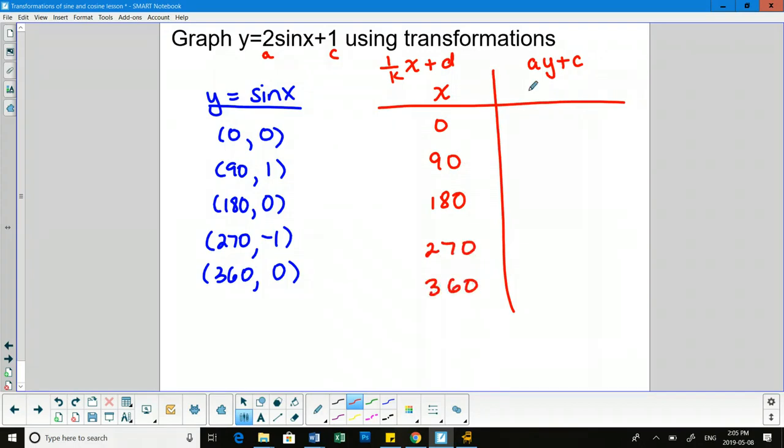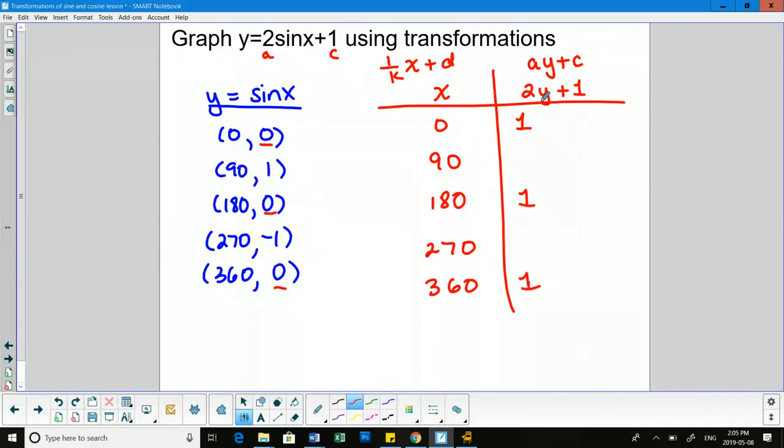For our y's, we're going to do a times y, which is 2y, plus our c value, so plus 1. And then I'm going to take each of these y values on the left-hand side, plug them in, multiply them by 2 and add 1. So 0 times 2 plus 1 is 1. And you'll notice here, guys, I actually have 3 zeros. Is it necessary for me to calculate it every single time? We can just put those in for all of the zeros. Save ourselves some work there.